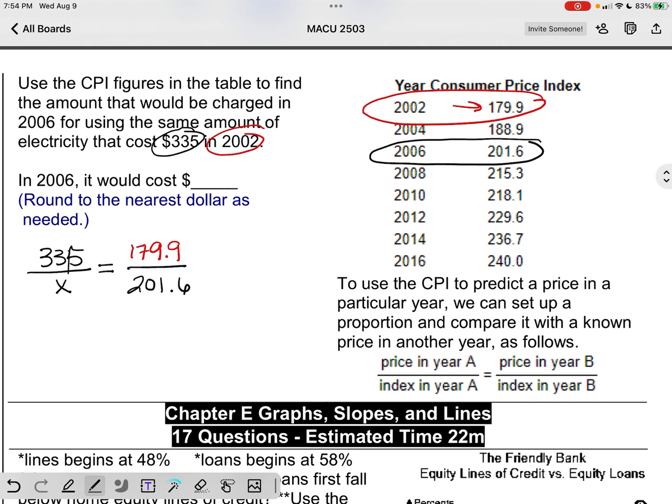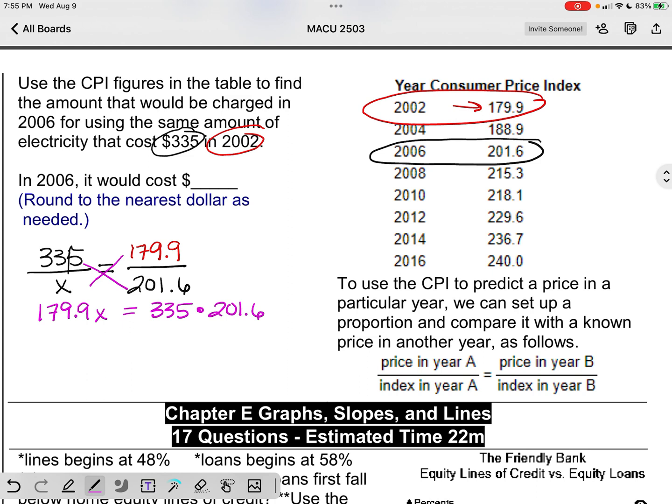time. Okay. You have this lovely little formula that's right here. Proportions can actually be written 8 different ways because of how they can rotate, like A to B, C to D, and their inflections. So you could also write it. I just want to show you this because it's mind-boggling. Your cross products right here. This would be 179.9x is equal to 335 times 201.6.